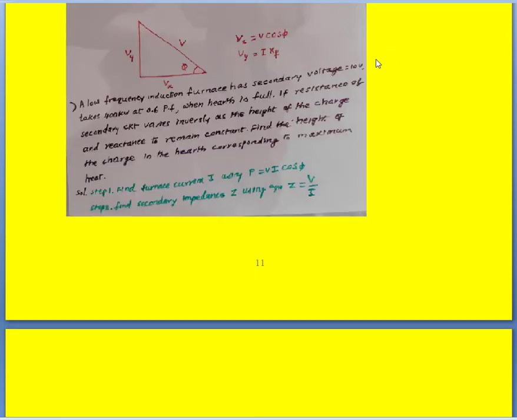So let me take another problem on furnaces. A low frequency induction furnace has secondary voltage 10 volts, and takes 400 kilowatts at 0.6 power factor when the hearth is full. If resistance of the secondary circuit varies inversely as the height of the charge and reactance remains constant, find the height of the charge in the hearth corresponding to the maximum heat.